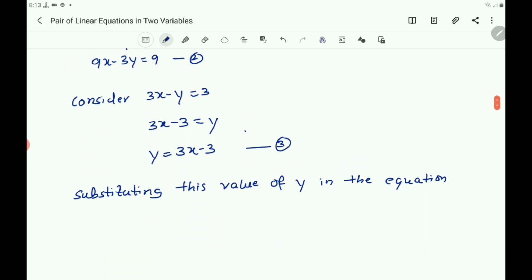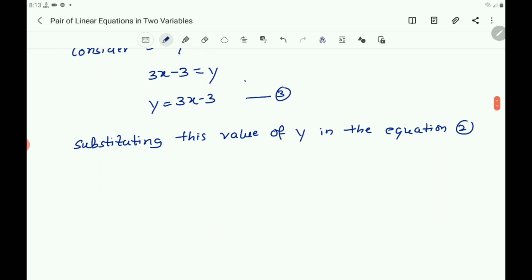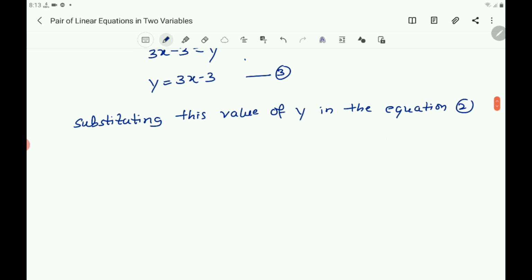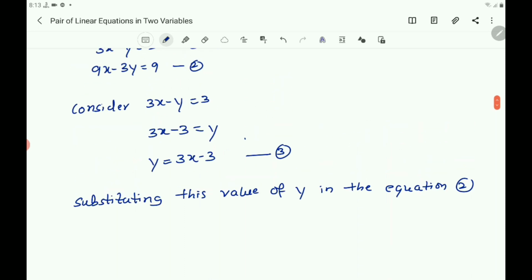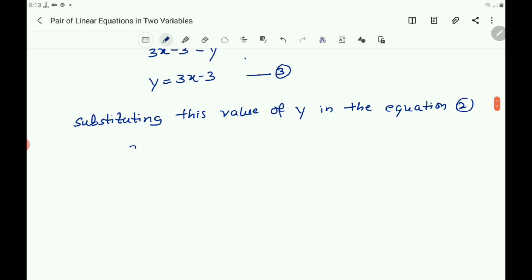Not the first equation, here we have to take the second. In the second equation, you write 9x minus 3y equals 9. Then you write 9x as it is, minus 3 as it is, but in the place of y you have to write 3x minus 3. So 3y is converted as 3 into (3x minus 3).